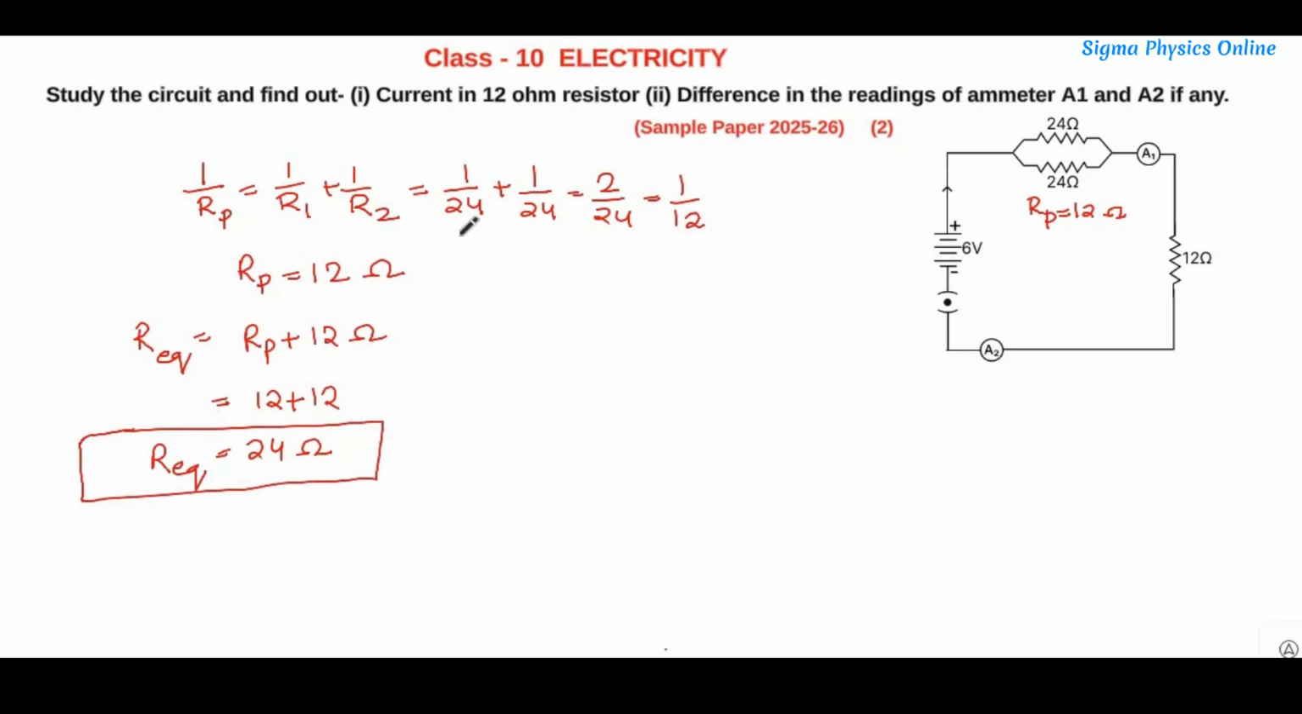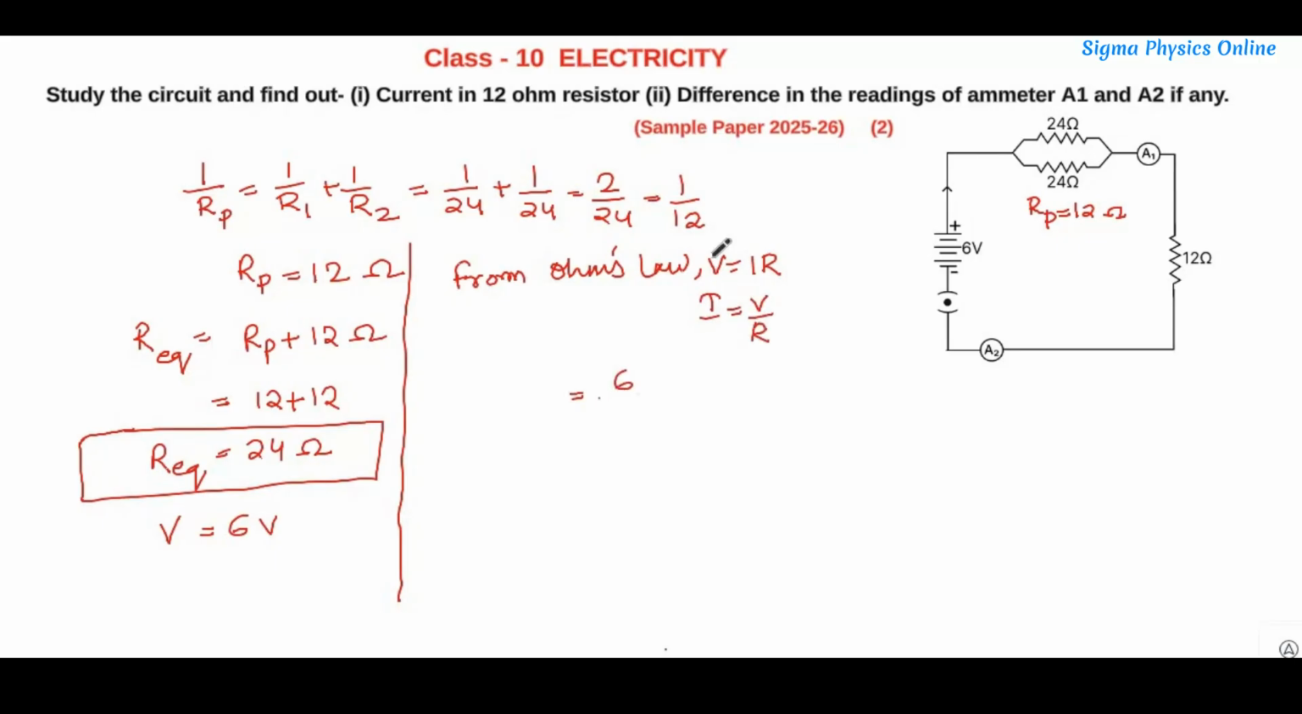Now we found out the equivalent resistance of this circuit. We have the potential difference given here as 6 volt. So let's find out the current flowing in the circuit. From Ohm's law, V is equal to IR. Hence I will be V by R. So the value of V is 6 volt and the equivalent resistance here is 24 ohm. So it is 1 by 4 ampere. Hence the current in the circuit is 1 by 4 ampere or 0.25 ampere.